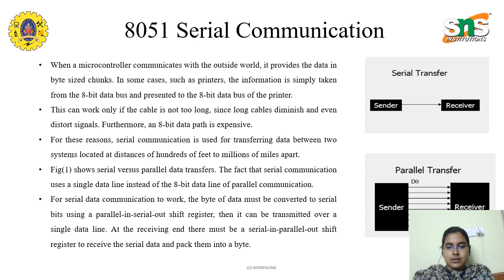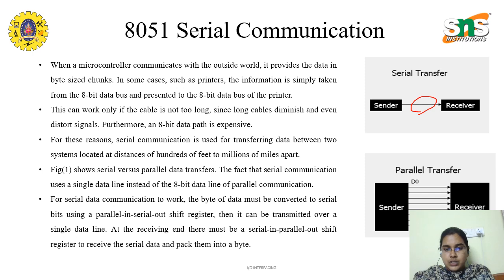As you can see here, we have only a single data line for transmission, and here from D0 to D7 we have 8 parallel lines. Since serial communication uses a single data line instead of 8 bits, for serial communication to work, the 8 bits of data must be converted to serial bits.